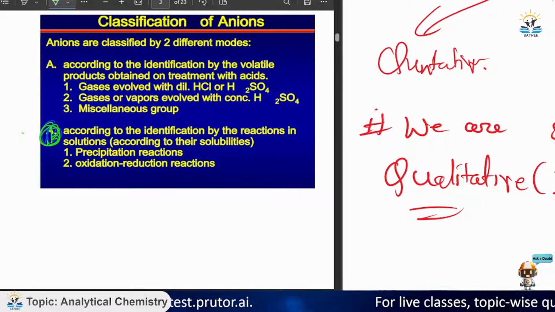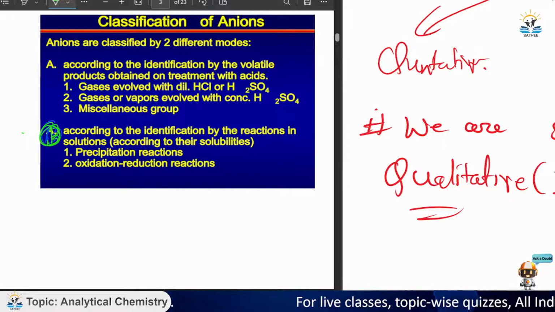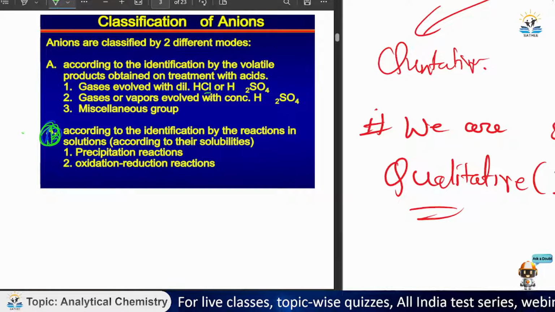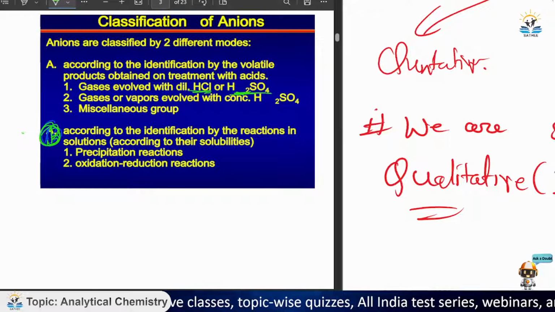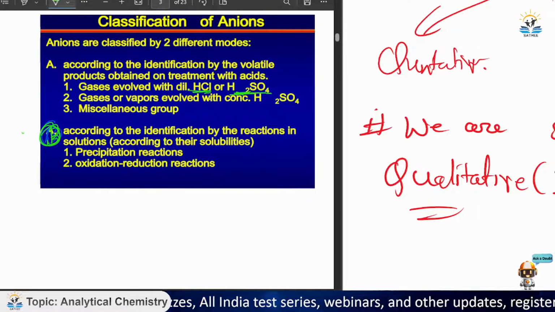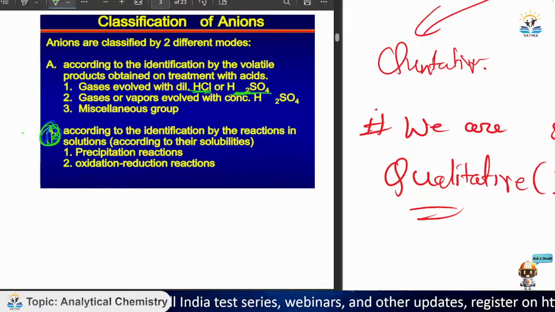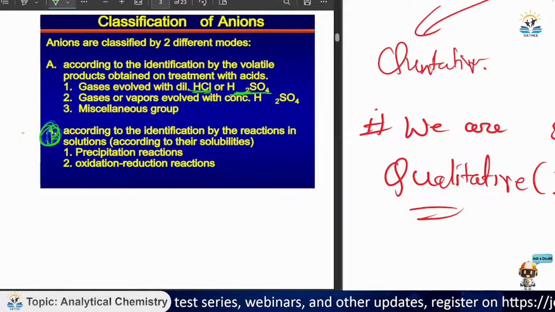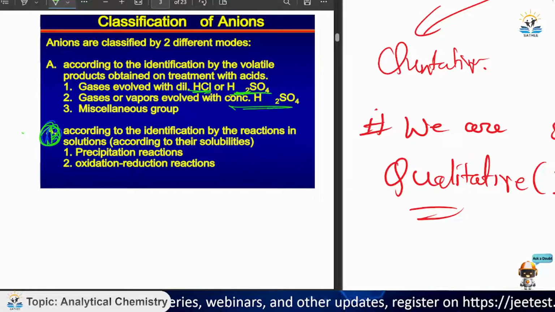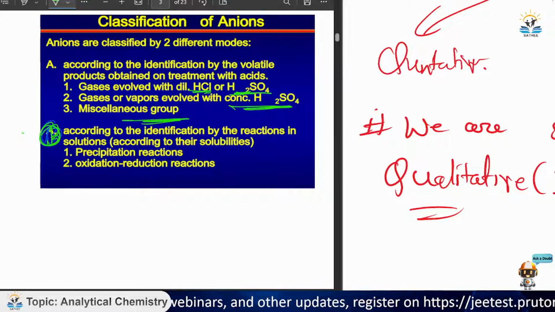The first one is according to the identification by the volatile products. Volatile products means those which react very fast, like with HCl or H2SO4. We generally take these highly reactive acids, but not concentrated: dilute HCl or H2SO4, because with concentrated acid it will react and almost no substance will be formed. Gases or vapors evolve with concentrated H2SO4. And there are some miscellaneous groups.